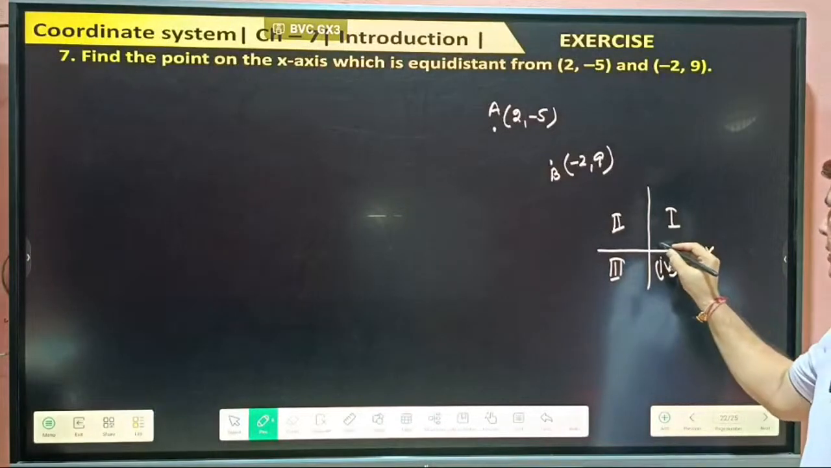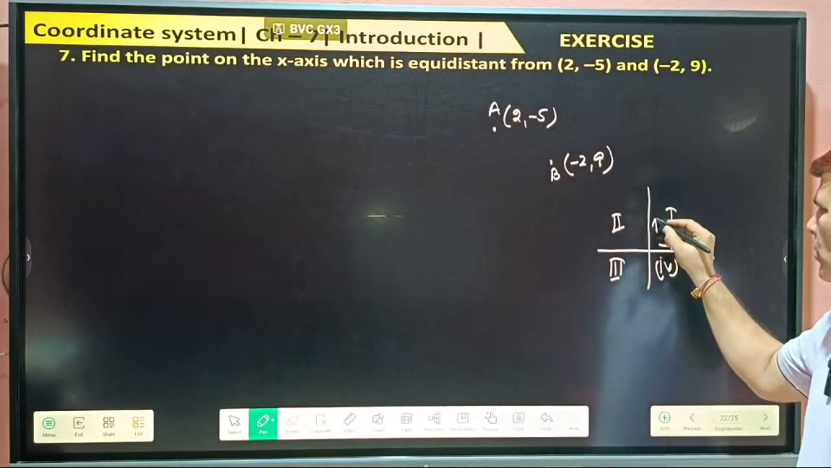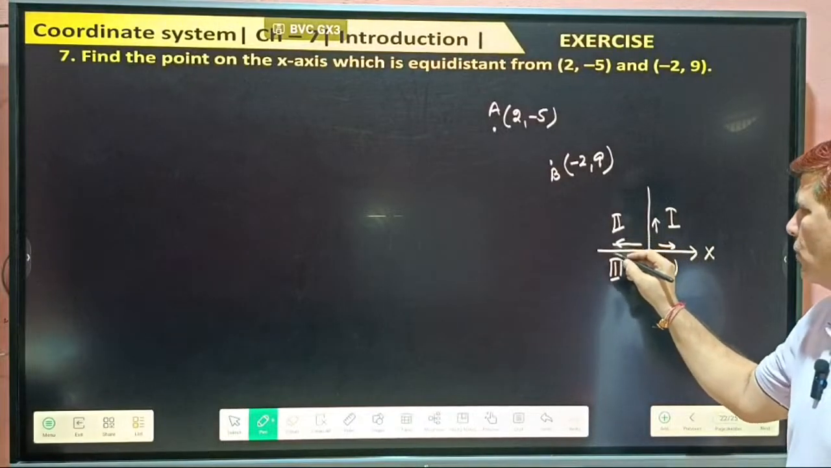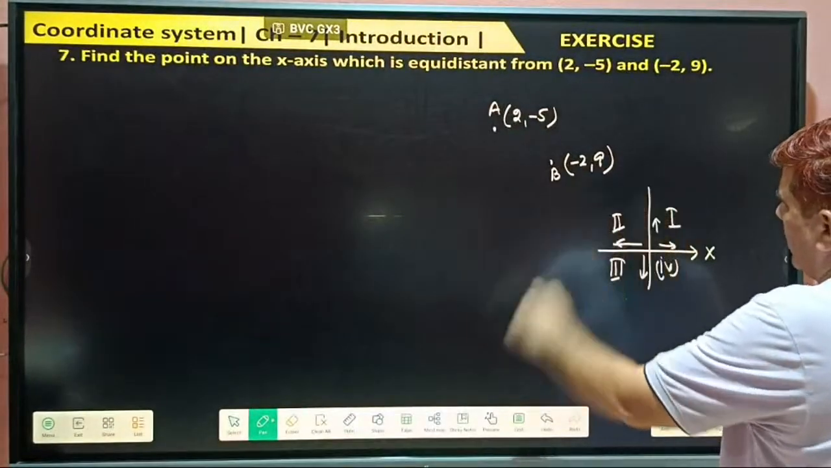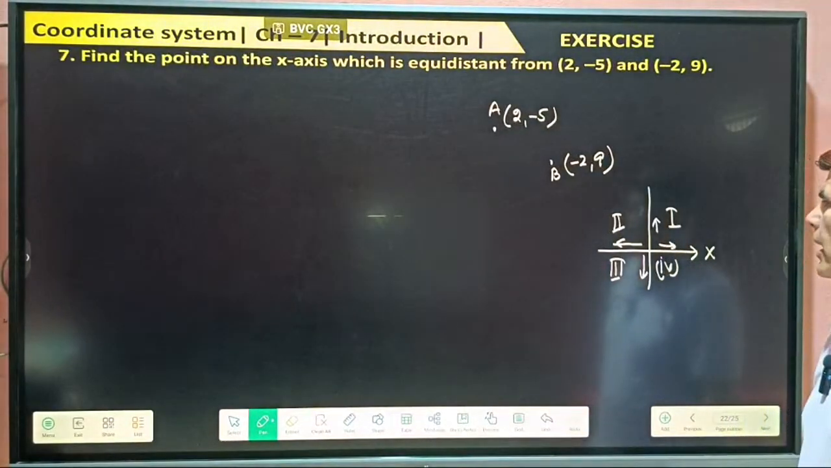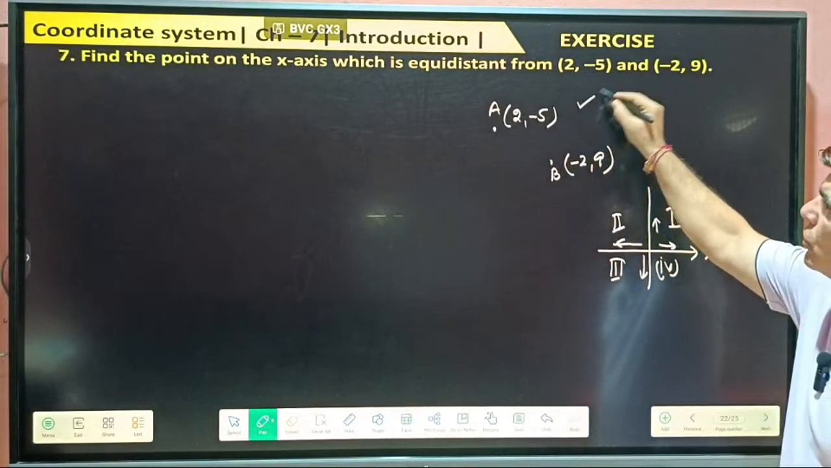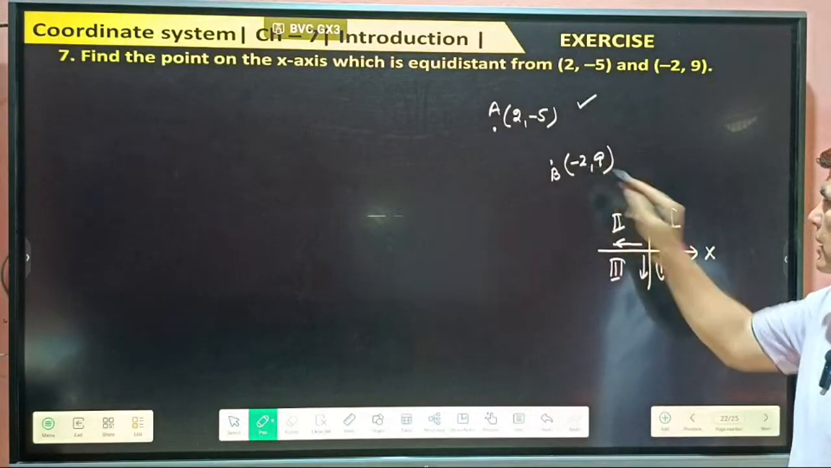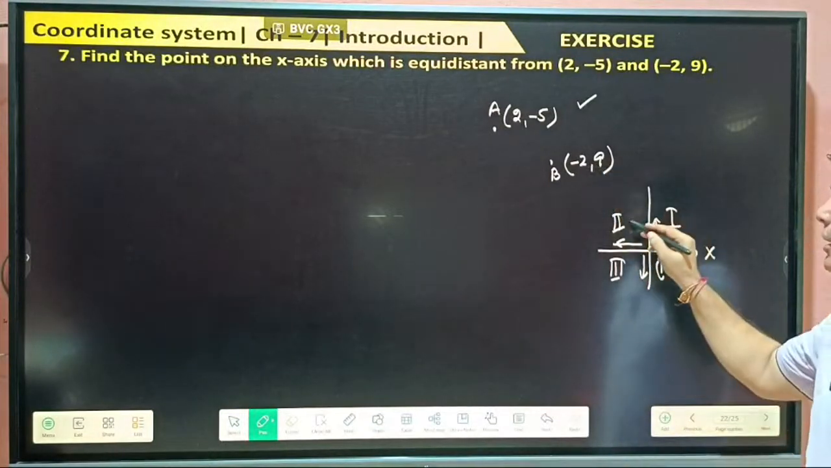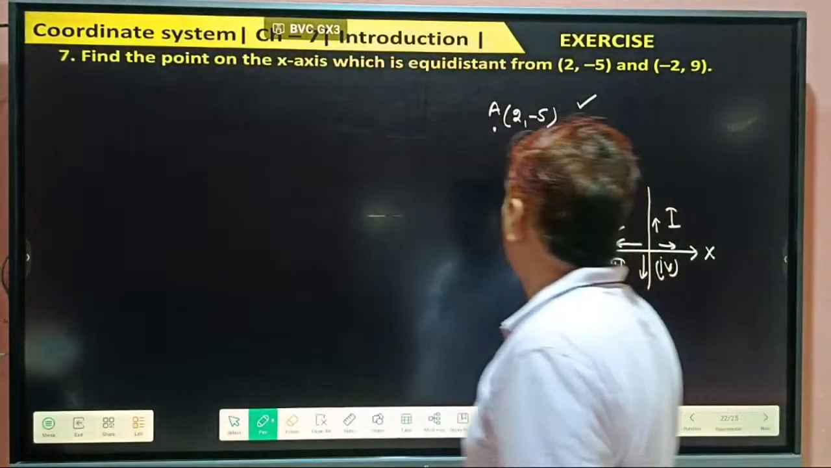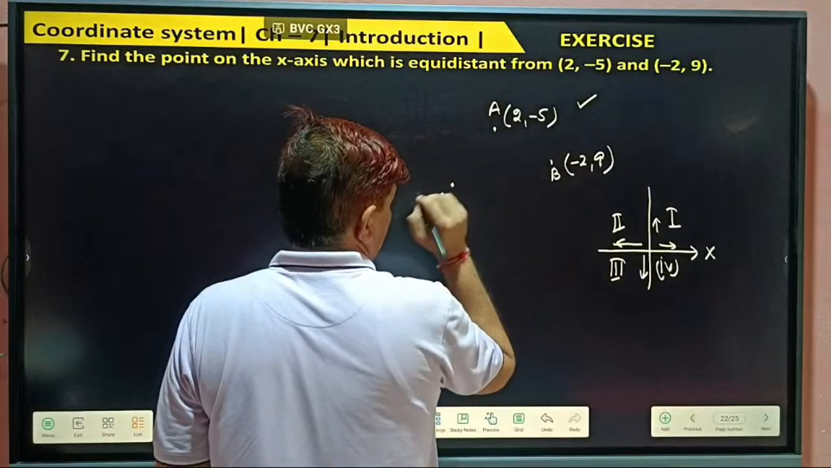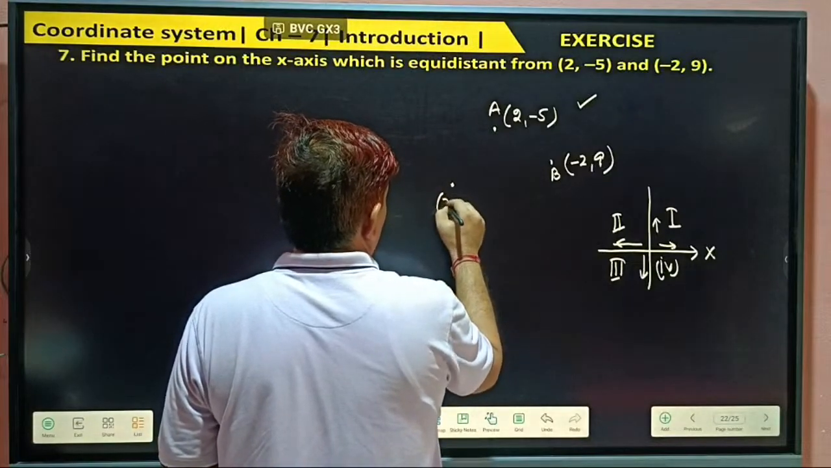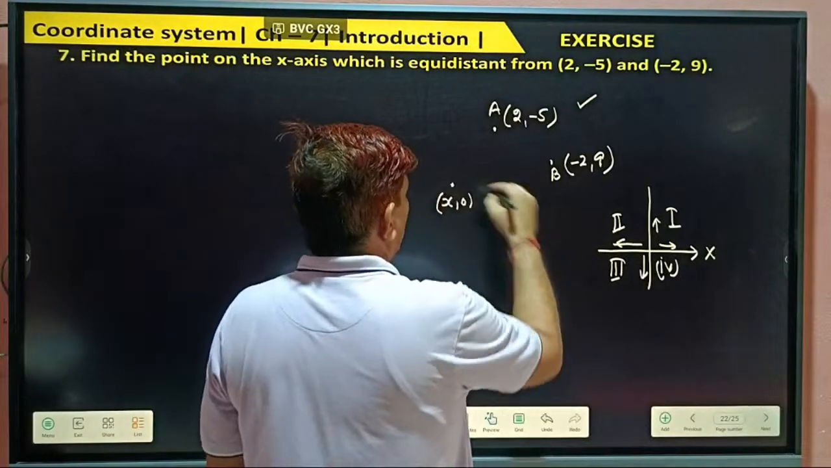So this is the x-axis, this is the positive part of the x-axis, this is the positive part of the y-axis, this is the negative part of the x-axis, this is the negative part of the y-axis. So (2, -5) means x is positive and y is negative, so this point lies in the fourth quadrant. And here x is negative and y is positive, so it lies in the second quadrant. And the third point we take, C, lies on the x-axis, which means y is definitely 0. So we write these as the coordinates of this point.